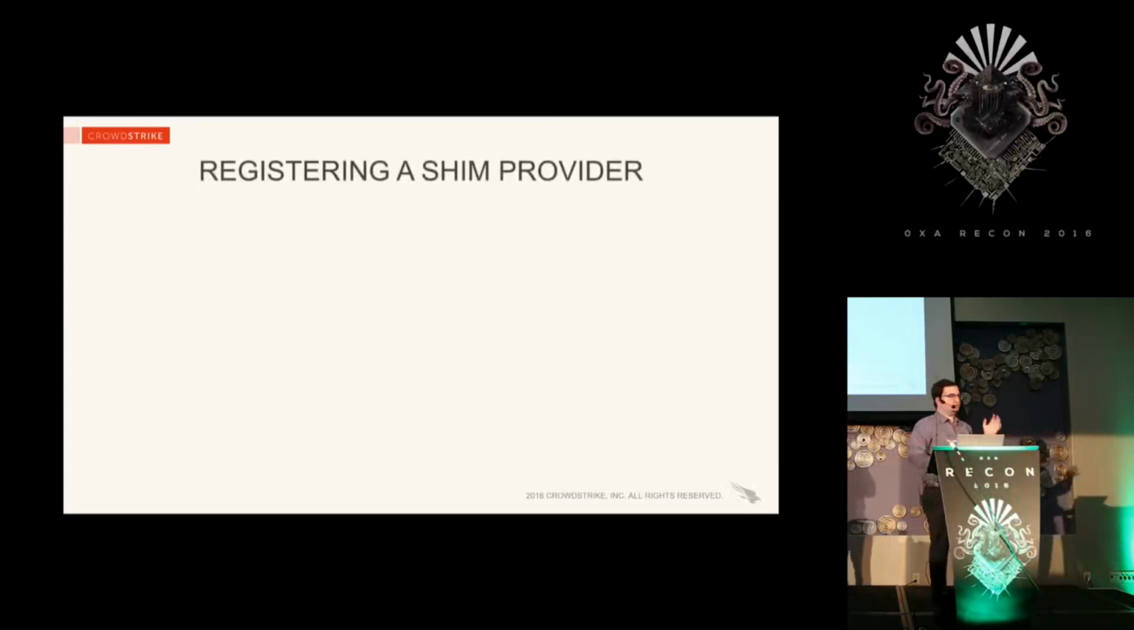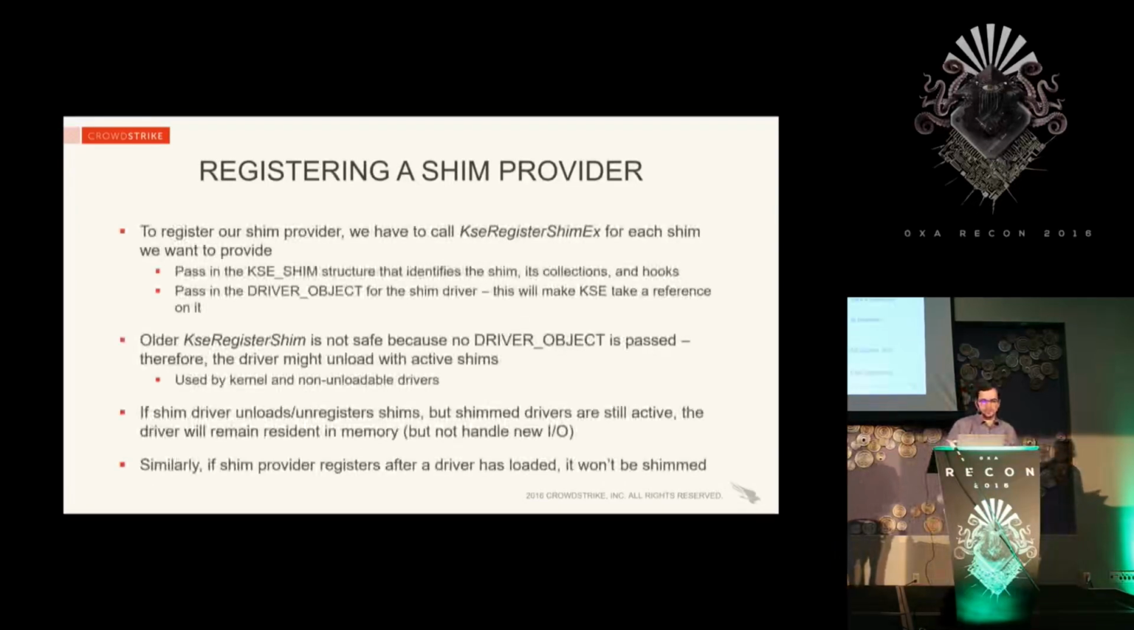So once you've defined all these structures, how do you then register for a shim provider? Well, there's a nice little export API for you called KseRegisterShimEx. You basically pass in that KSE_SHIM structure, which identifies your shim, your GUID, your name, the collections of hooks and the actual hooks, and you pass in your driver object.